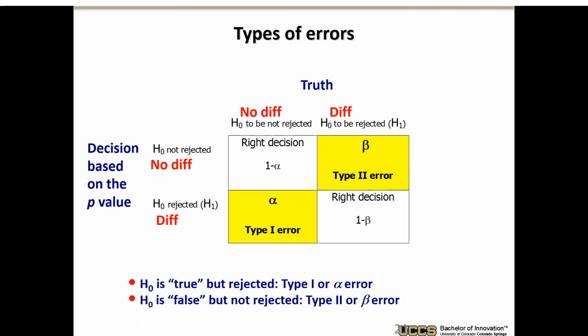If I say there's a difference, but the truth is there was no difference, that's my type 1 error. My type 2 errors occur when there is a difference, H0 was to be rejected, and it wasn't, and that gives me my beta. And if there is a difference, as there's supposed to be, that's the right decision, and I get that 1 minus beta of the time. So this table puts them together, looking at the truth and what you decided based on the p-value.